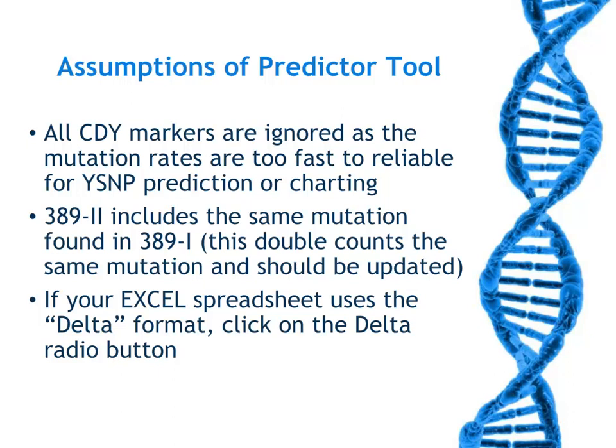There are assumptions, and I always need to make people aware of what those are. CDY markers just mutate too fast for charting and for YSNP prediction in the time frame they were using, so they are ignored as input. Also, the format today shows 389-2, which includes the same mutations in 389-1. So that double counts the same mutation, and so you should use a delta format if possible, or it'll automatically calculate for you. If you do use an Excel spreadsheet and you do use the delta format, you need to hit the little radio button that says delta, so you get the correct results that you're wanting.